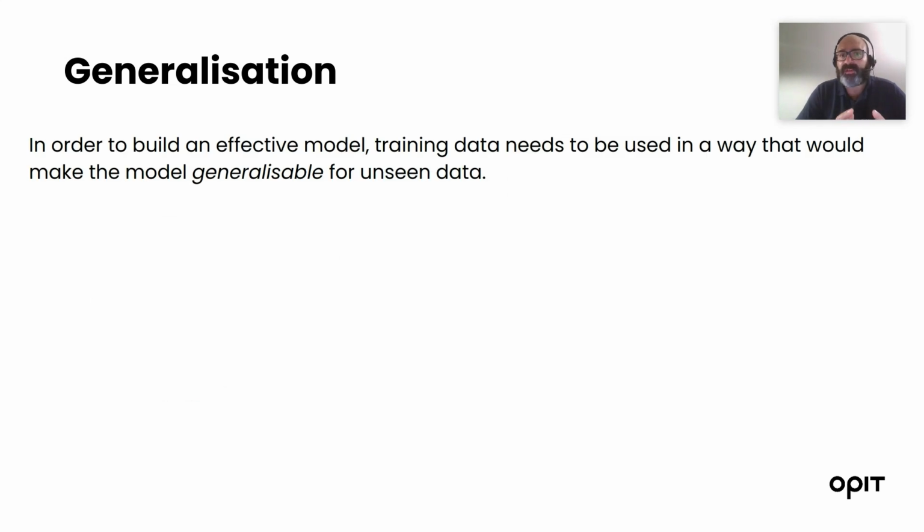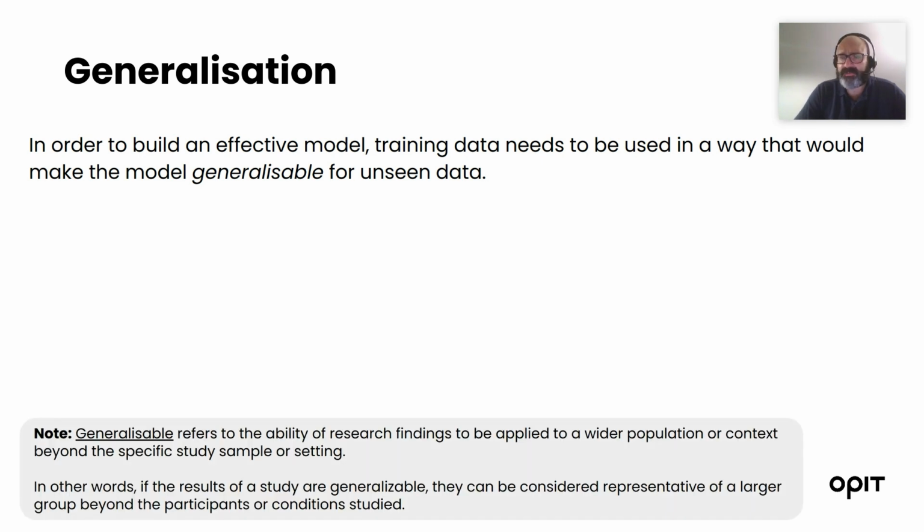What does generalization mean? In order to build an effective model, training data needs to be used in a way that makes the model generalizable to unseen data. What does generalizable mean? In research, generalizable refers to the ability of research findings to be applied to a wider population or a context beyond the specific study or settings. In other words, if the results of a study are generalizable, they can be considered representative of a large population beyond the participants of the study.